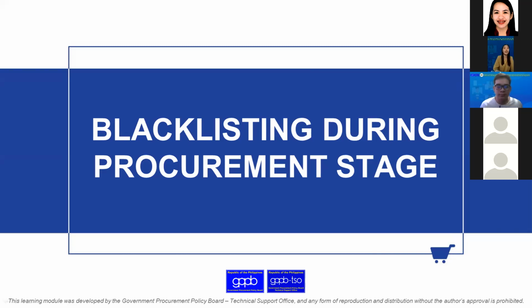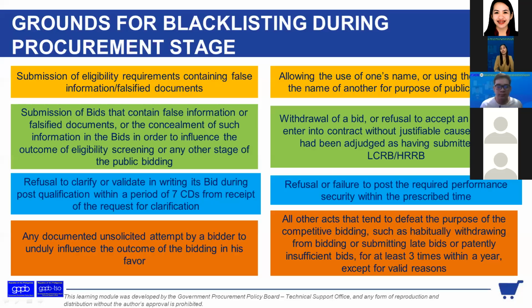Let's go to the next page and examine ko yung mga pasok sa collusive, coercive, no? Tsaka mga fraudulent, no? At corrupt practices. Next slide. Ito, enumerate ko na lang kasi na-discuss ko na ito earlier. Submission of eligibility requirements containing false information or falsified documents. It's ground for blacklisting. Submission of bids that contain false information or falsified documents or the concealment of such information in the bids in order to influence the outcome of eligibility screening or any other stage of the public bidding. That is a ground for blacklisting.